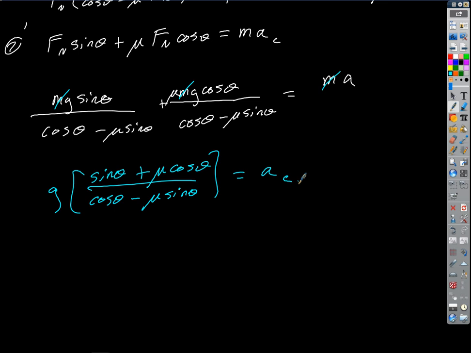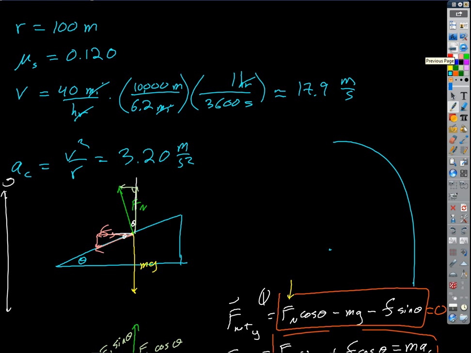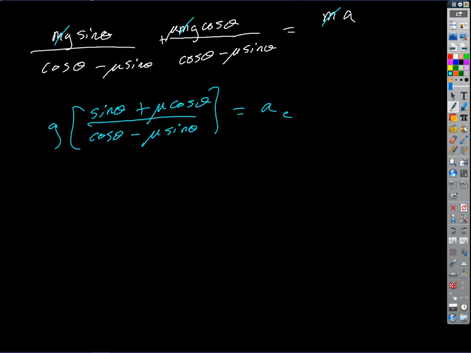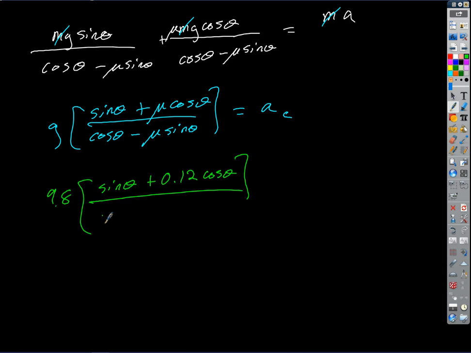Mu was 0.12, right? Centripetal acceleration was 3.2. So we should be able to plug this in and let technology do our bidding now, right? So we end up with 9.8 times the quantity sine theta plus 0.12 cosine theta over cosine theta minus 0.12 sine theta equals 3.2. Okay, so let's find the solutions of this.